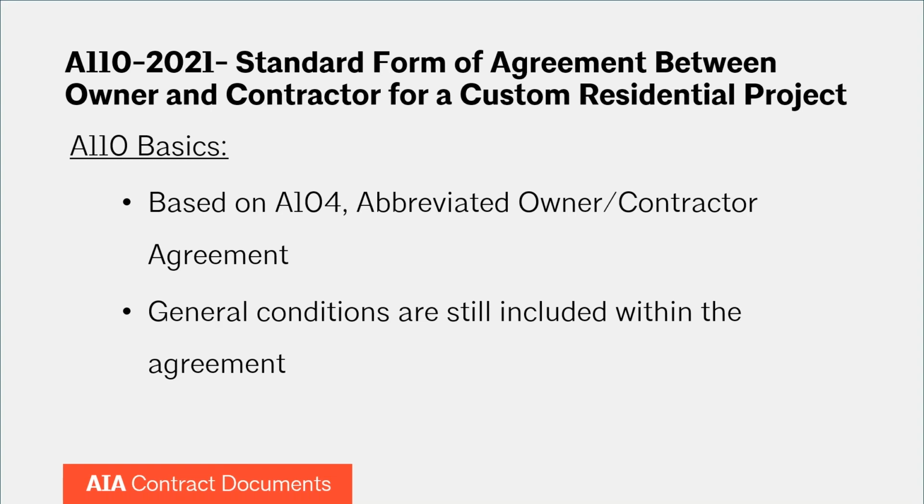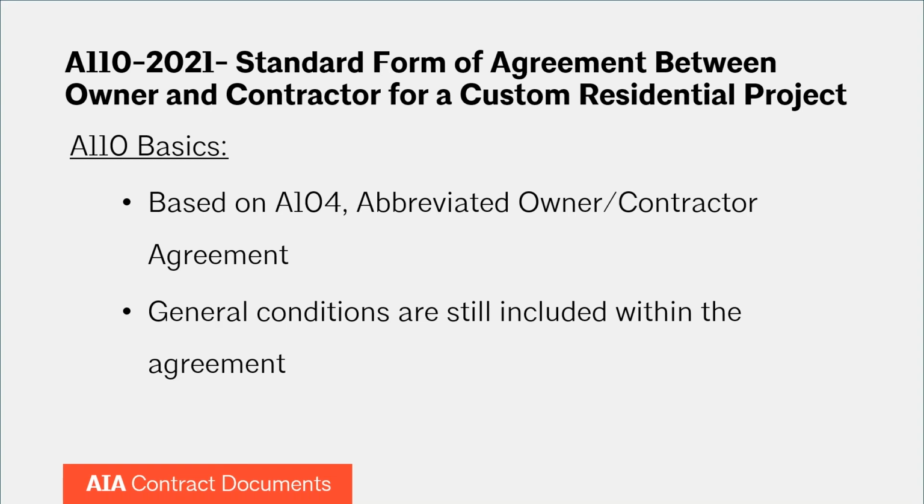The basics are, it's based on the A104, abbreviated owner contractor agreement. And that means that the general conditions are within the agreement. You know, that's kind of what I want to say here, that this to me is more than anything why we created this suite of custom residential documents. As I've always said, I've always found that B101, the owner architect agreement, was good and thorough, but also easily adaptable, editable to adapt to my custom residential projects.